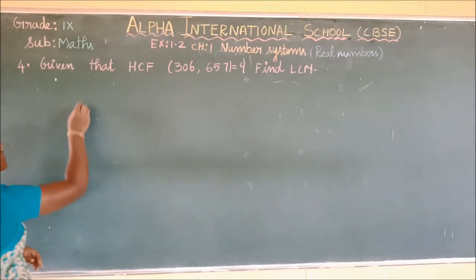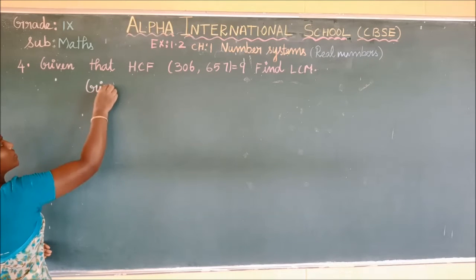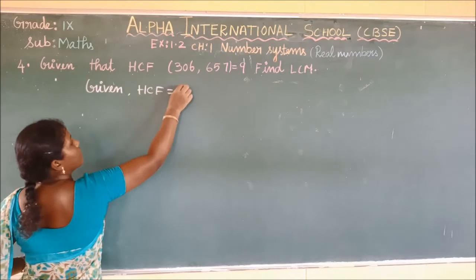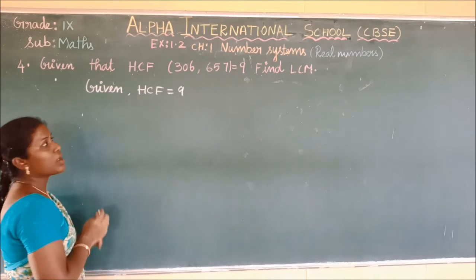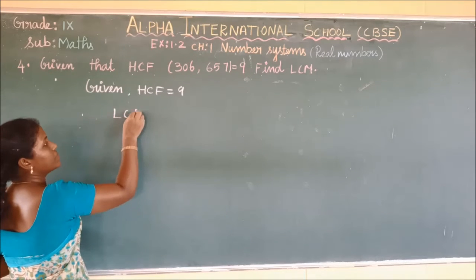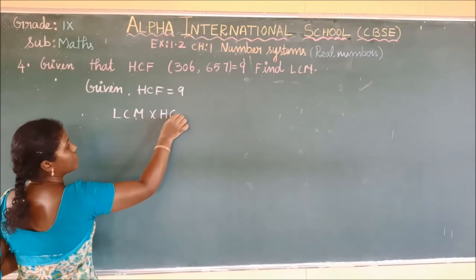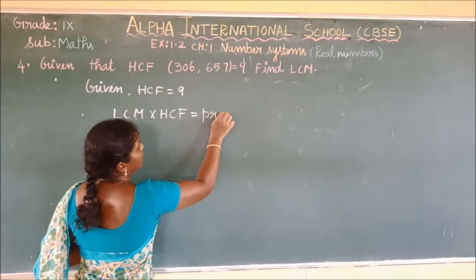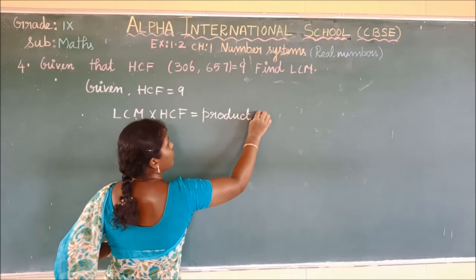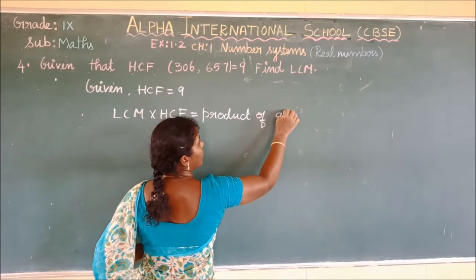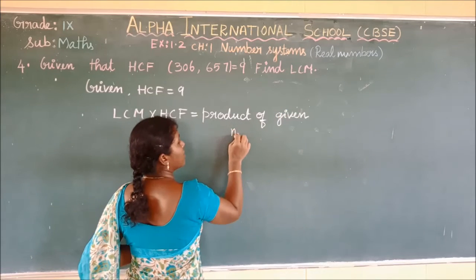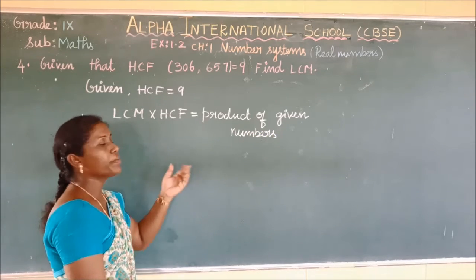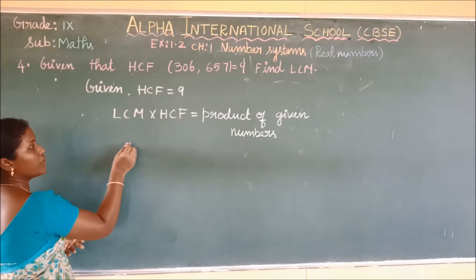Okay. So what is given in this question? HCF is equal to 9. HCF is given as 9. But we know the relation that LCM into HCF is equal to the product of given numbers. Also we verified this, not only in words, we also verified one problem using this.